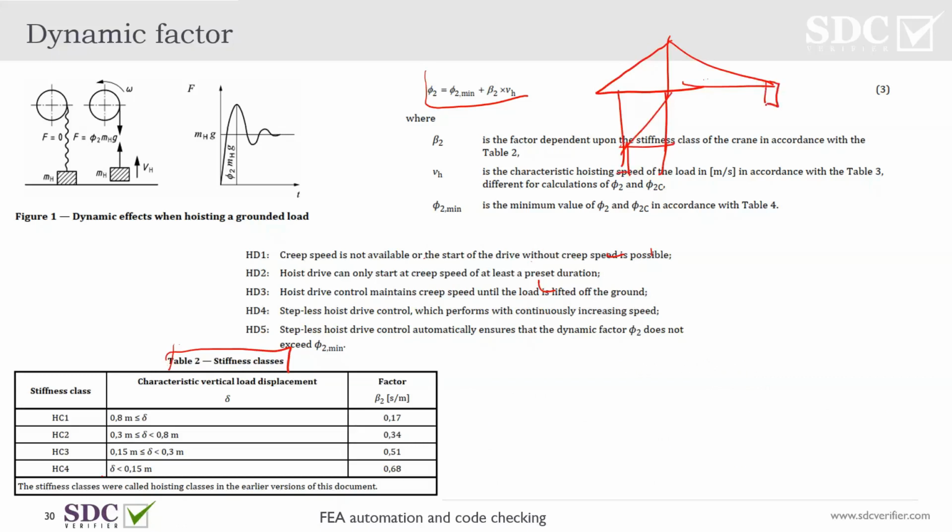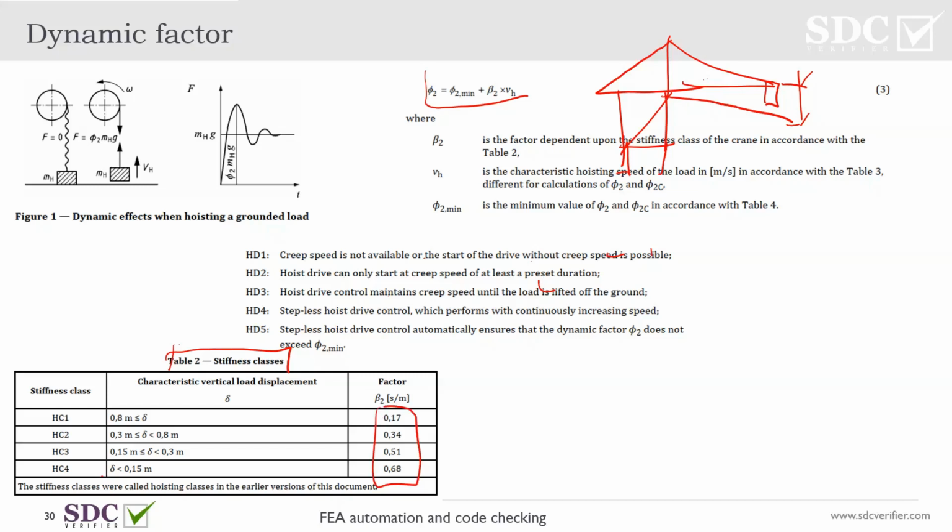when you apply the load at the extreme position, you can measure your level of deflection, and basically depending on the level of this deflection or flexibility of your structure, you can end up with different factors, beta 1, beta 2. Yeah, so it's varying from 0.17 to 0.68. So already you can make your design or influence on the fatigue better with the stiffer structure.